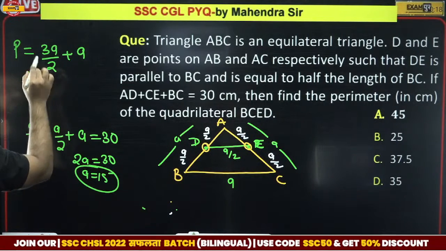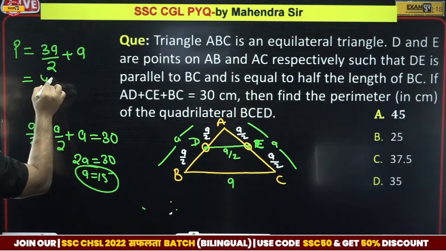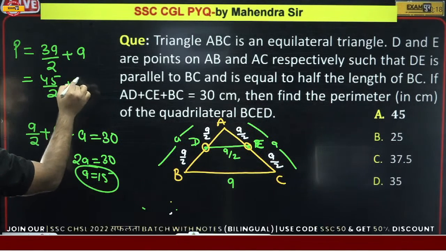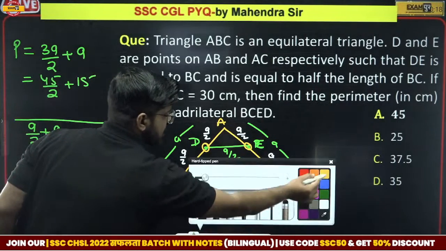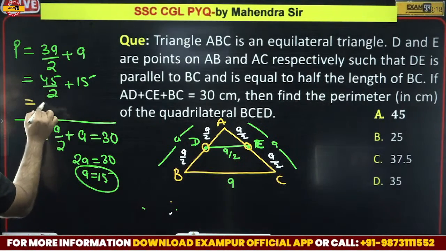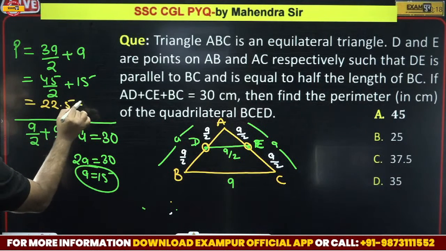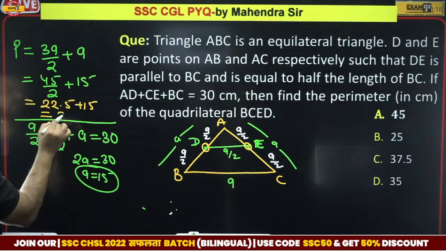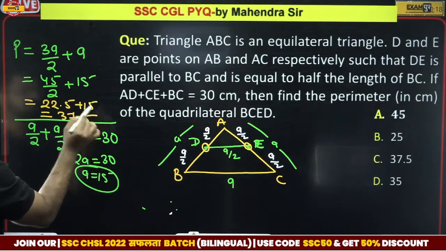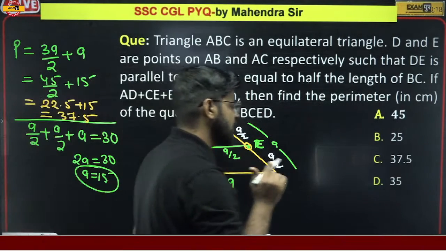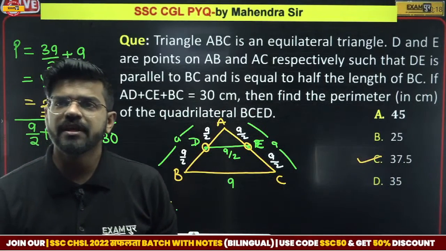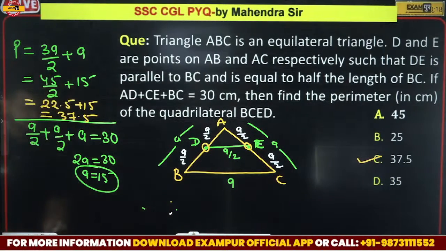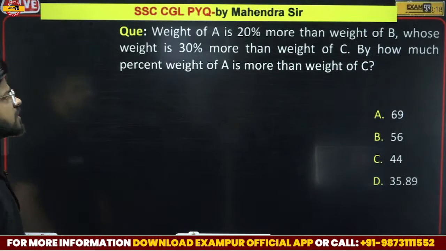So 3 times 15 is 45 by 2 plus 15. So 22.5 plus 15, what will this give you? 37.5. That means option number C is my right answer. Absolutely correct, Swan. Very good. Let's move on to another question.